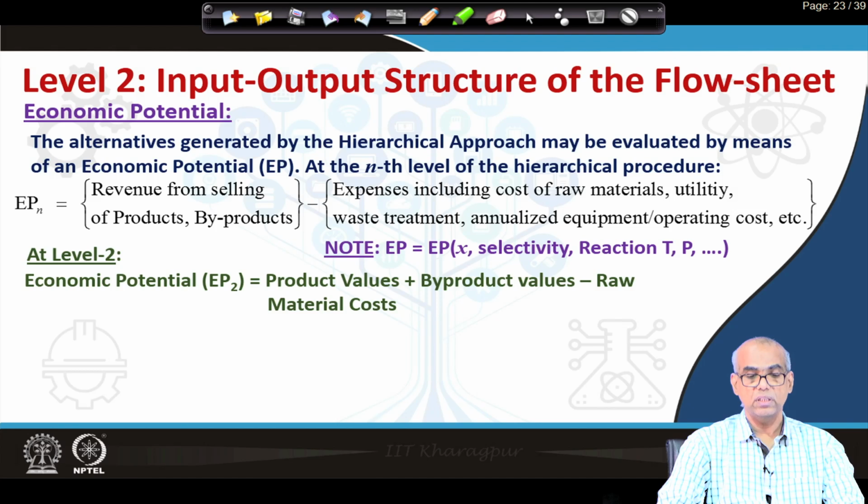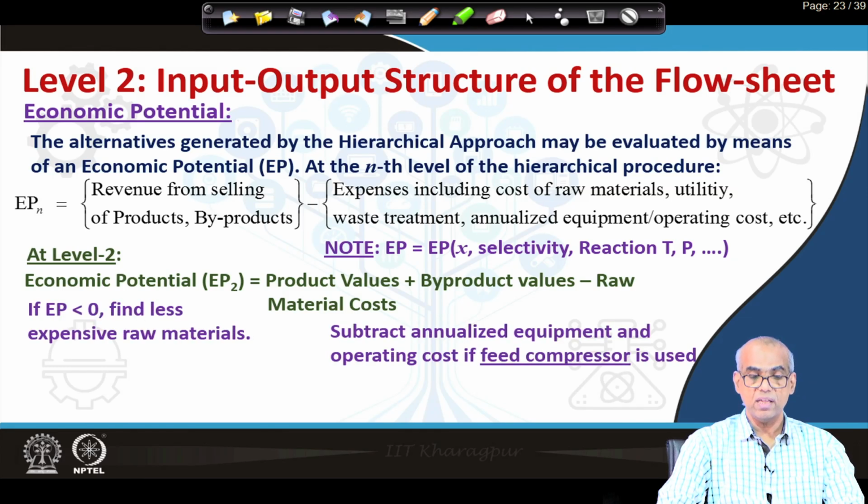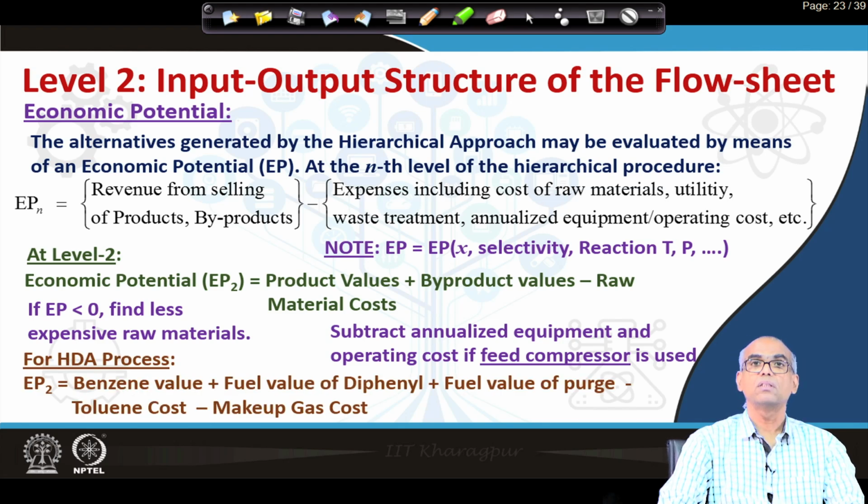At level 2, the economic potential EP2 will be product values plus byproduct values minus raw material cost. So, at this stage, if economic potential is less than 0, it means that raw material is more expensive than the product. So, we have to find less expensive raw materials. Also note that if you are using a feed compressor, we have to subtract annualized equipment and operating cost from the expression of EP2. For the hydrodealkylation process, EP2 will be benzene value plus fuel value of diphenyl plus fuel value of purge minus toluene cost minus makeup gas cost.